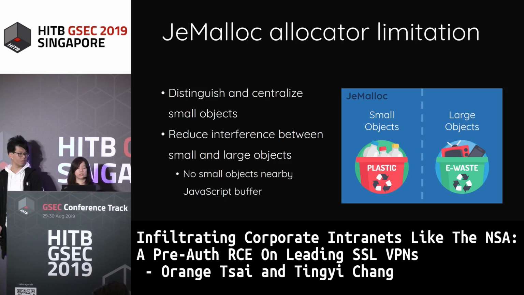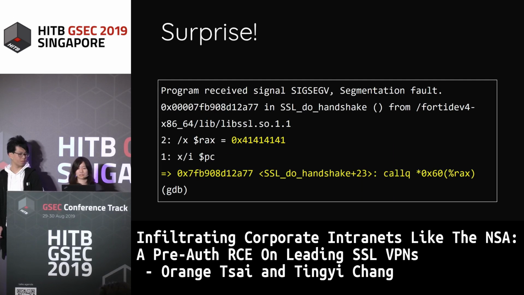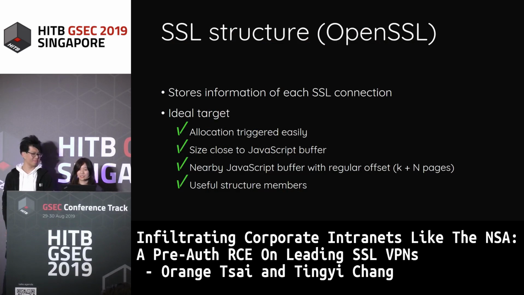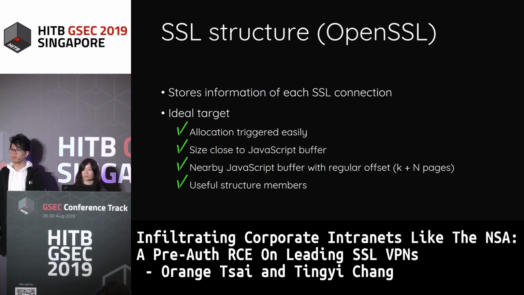And therefore we started to fuzz the server and it crashed. And we almost control the program counter. And yeah, this is why we love fuzzing. We crashed a function table pointer in an SSL structure. This structure stores information of each SSL connection. It's used for connection handling, and it's an ideal target for our heap exploit.